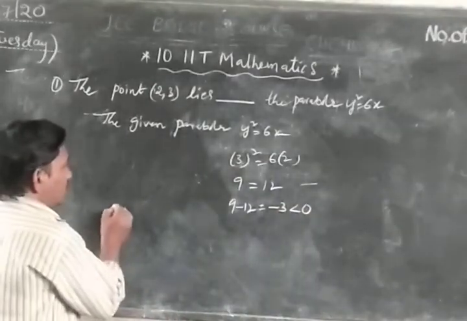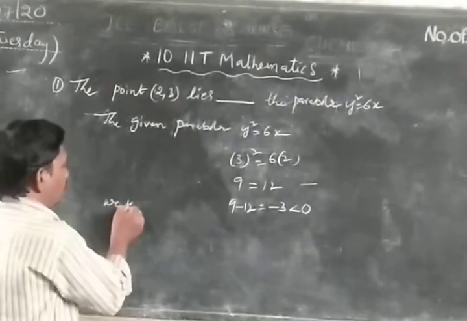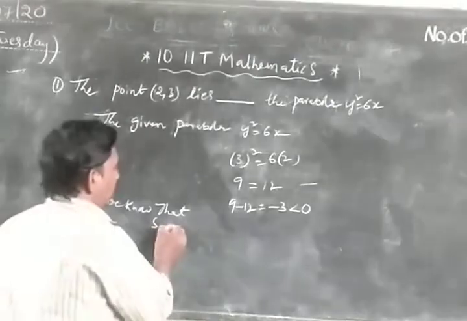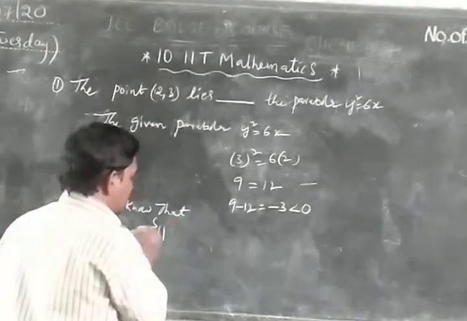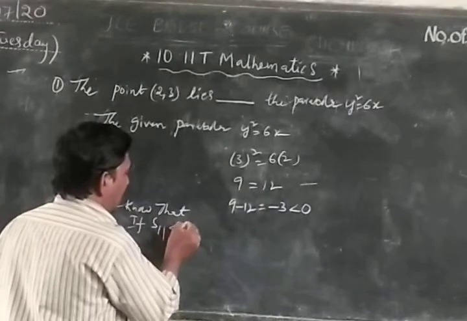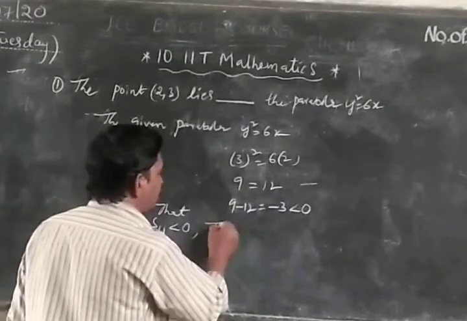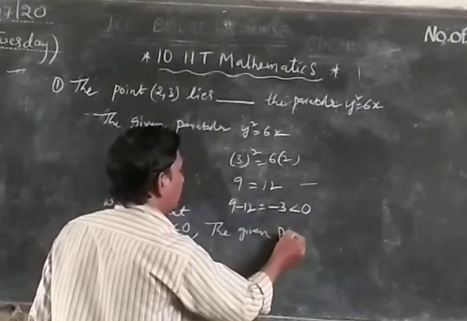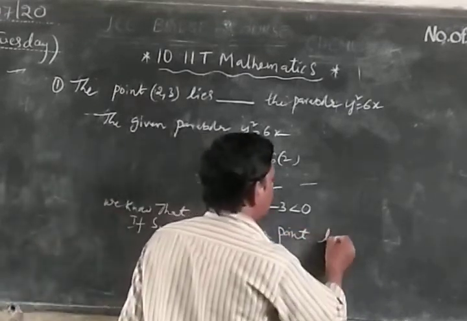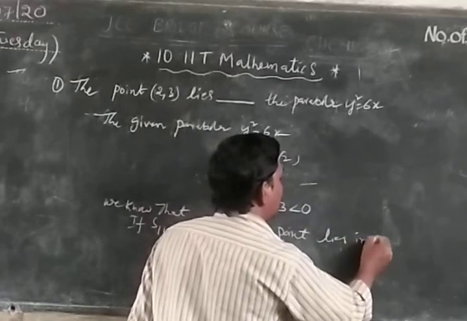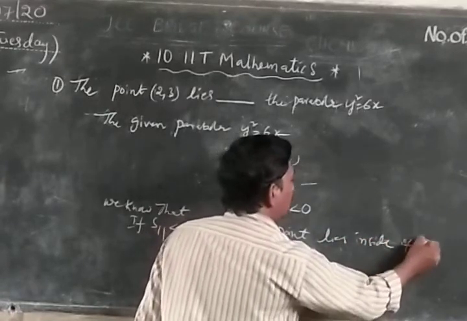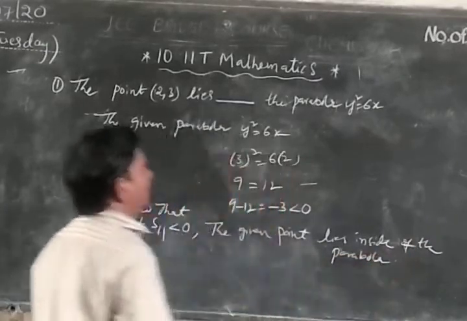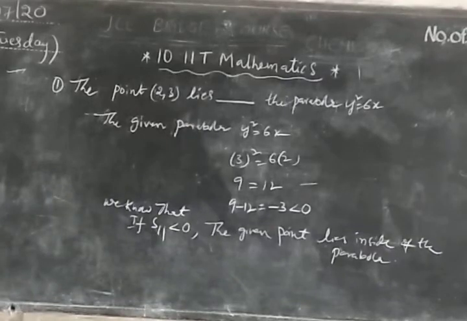So we know that if S11 is less than 0, the given point lies inside of the parabola. Inside of the parabola. Okay, look at the problem once.